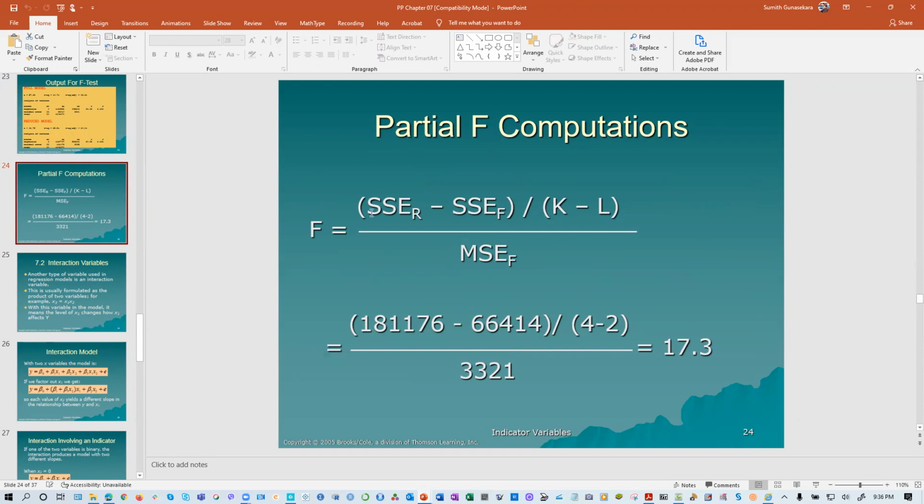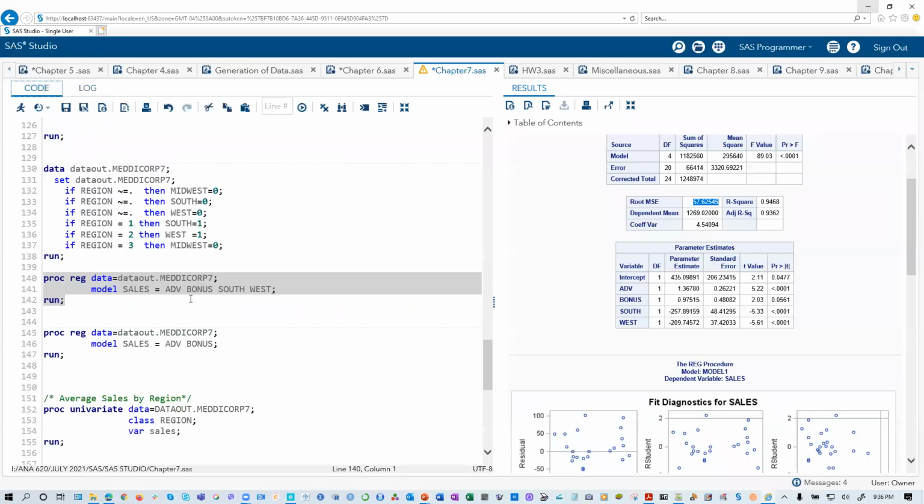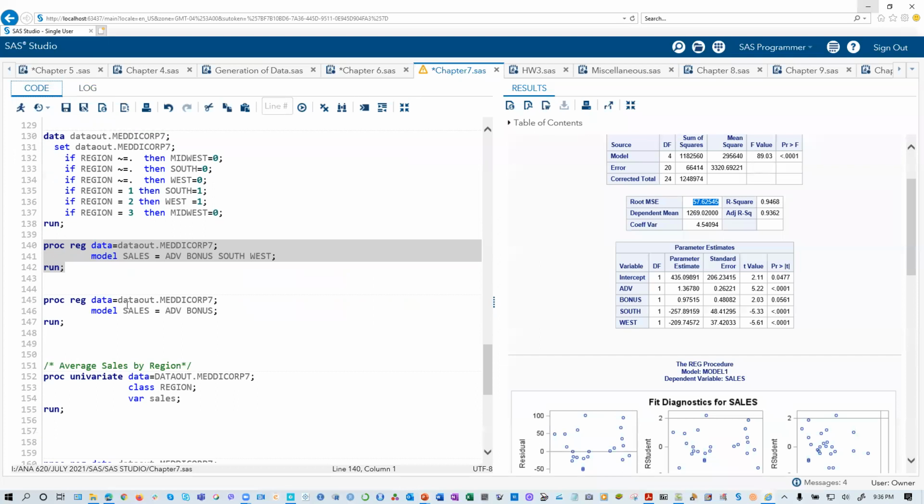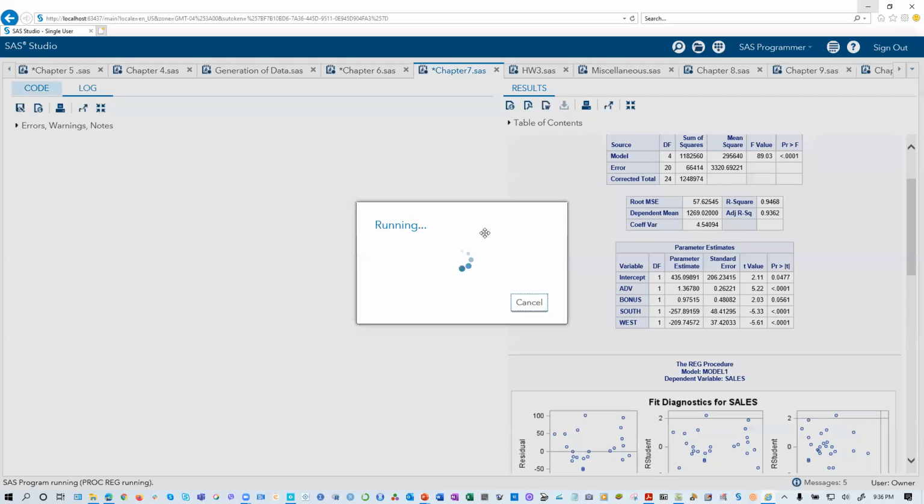So the sum of squared error of the reduced model has just these two: sales, advertisement and this one. Then we can compare and contrast these two models together, get the values and plug them into that formula.